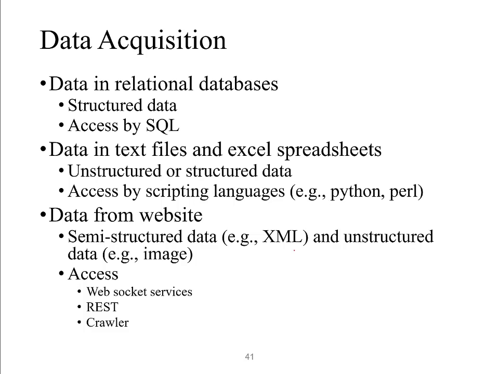Data from websites are usually semi-structured or unstructured. Semi-structured data like XML files, and unstructured data like images or videos. Here XML is a data structure that uses markup symbols or tags to describe the contents on a web page. In order to access this data, you can use web services, where many websites host web services or APIs which provide programmatic access to their data.